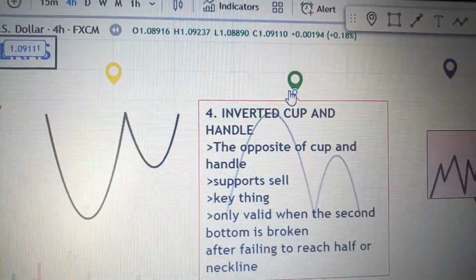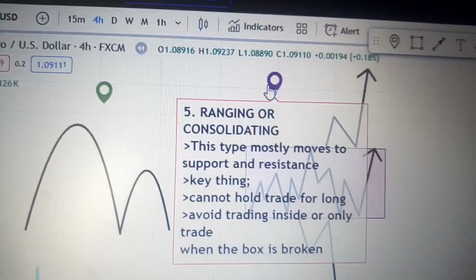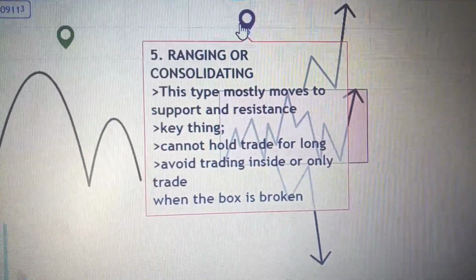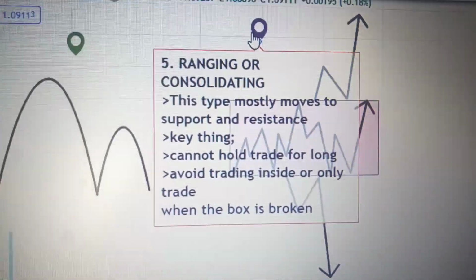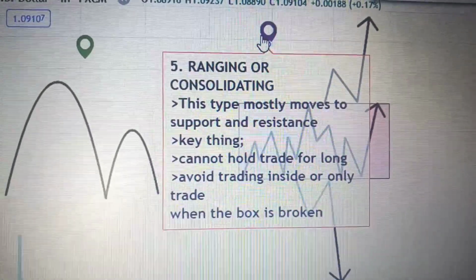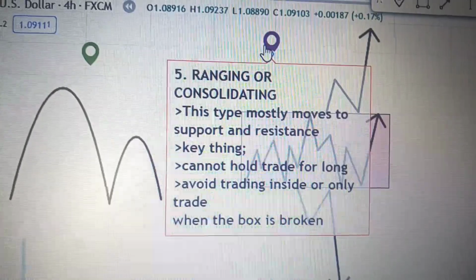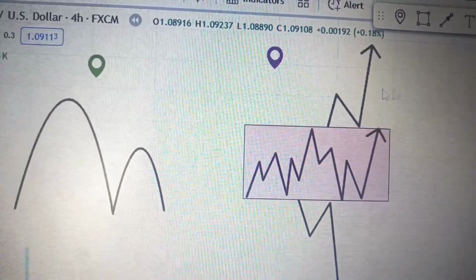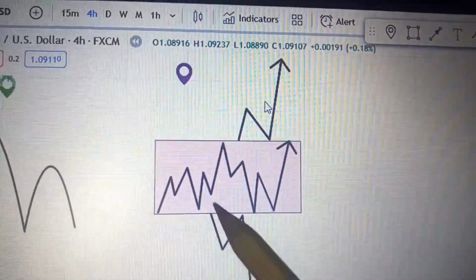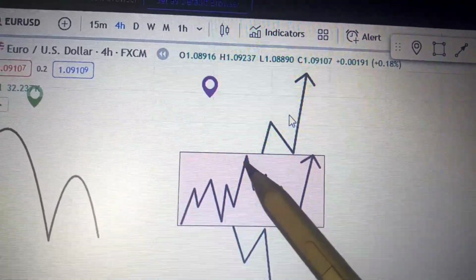and the last pattern is called the ranging channel. This one is easy. I know most people know about this one. It is the ranging or consolidating pattern, and this type of pattern moves sideways. It is very hard to trade, especially when the box has not yet been broken. What do I mean? This is what I mean. This is the box, and the market is inside here. It is neither breaking down nor breaking up.